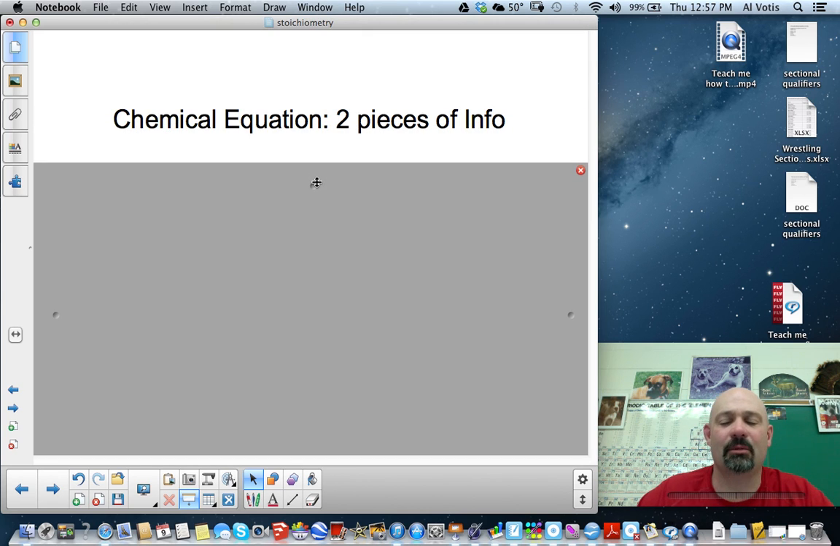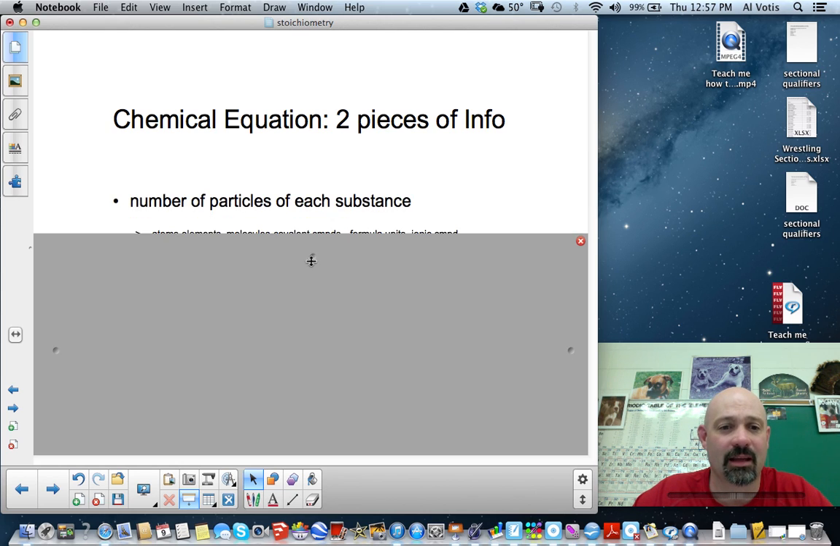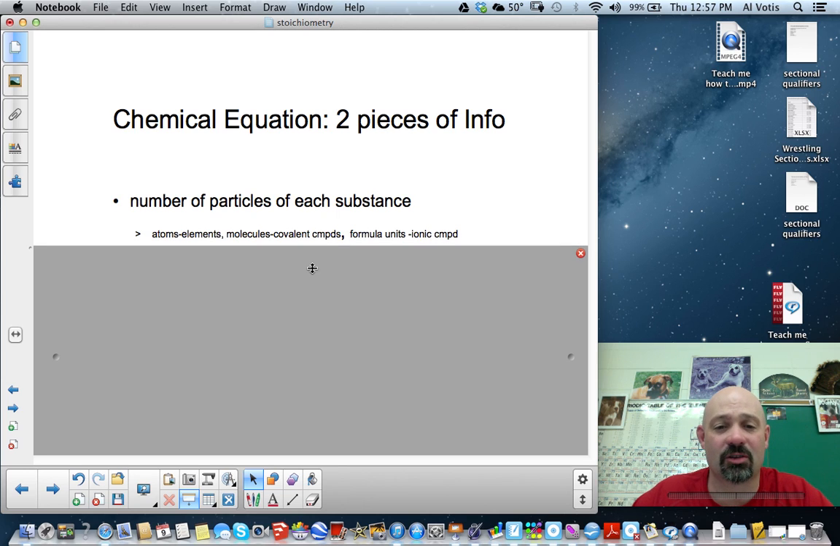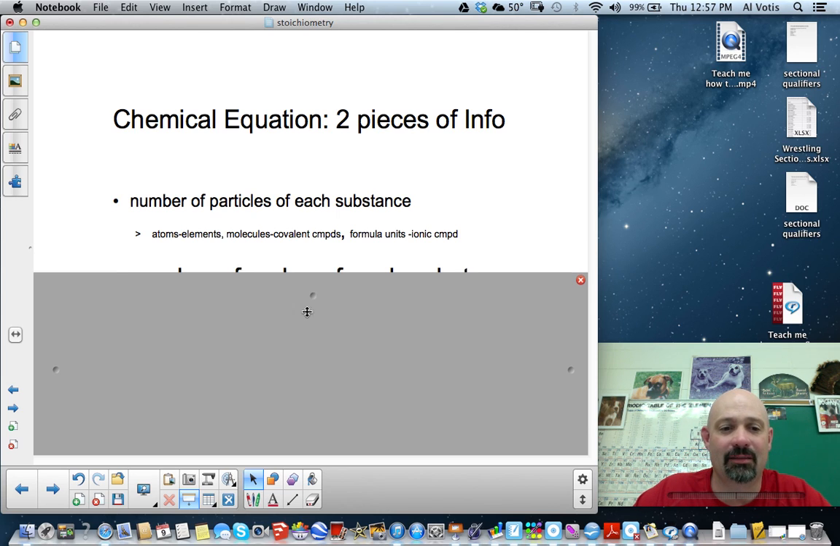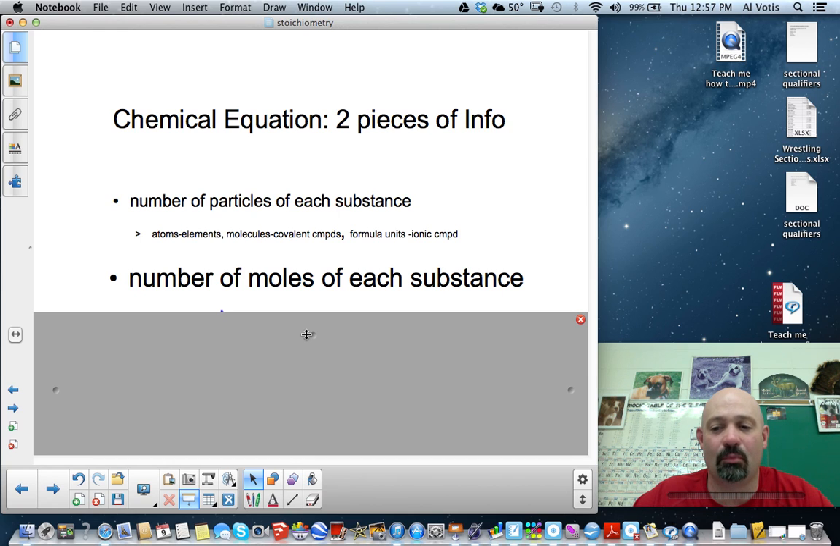So basically, a chemical equation is very similar to a chemical formula. It gives us two pieces of information, the exact same pieces of information that the chemical formula gave to us. Number one, it tells us how many particles there are in each substance, how many atoms of each element are in one molecule or formula unit of that substance. And again, atoms stand for elements, molecules for covalent compounds, formula units for ionic compounds. But even more so, it tells us the number of moles we have of each substance in a mole of compound, or how many moles of each substance we have in the reaction reacting with each other.